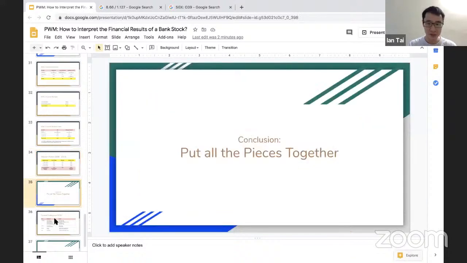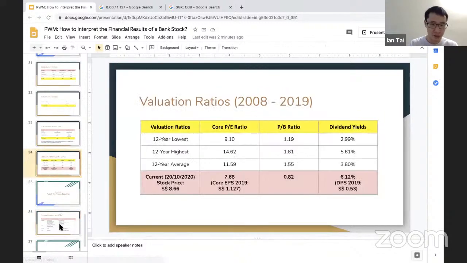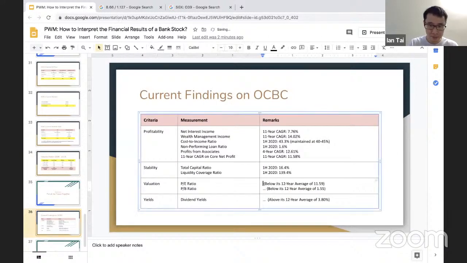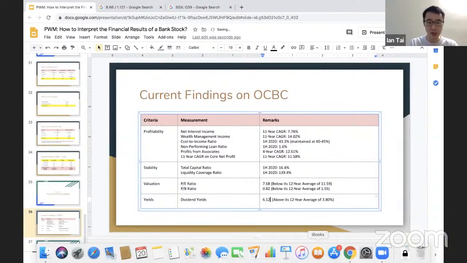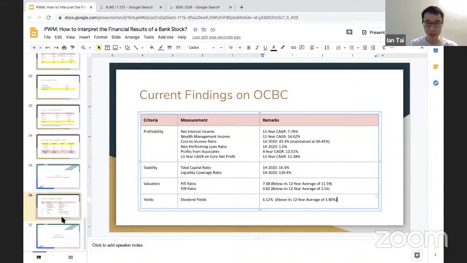So if you put all the pieces together, if you are basing it solely on the actual ability of the bank to make money without the COVID-19 impact, the PE ratio would be 7.68, which would be the lowest, also below its 12-year average of 11.5. The PB ratio will be 0.82, which is below the 12-year average. And the dividend yield of 6.12 is obviously going to be the highest in the period of 12 years. And you can only get it because, obviously, prices have dropped because of COVID-19.